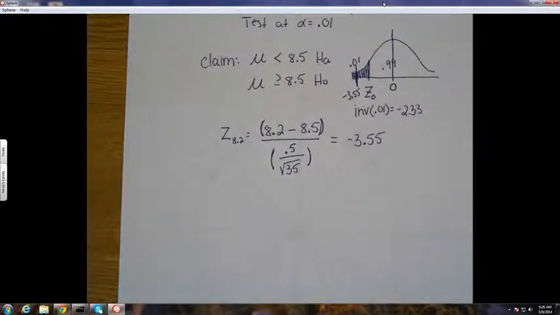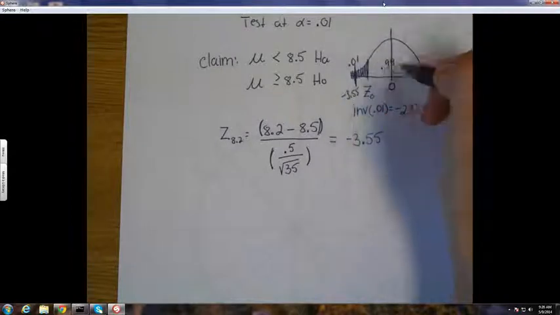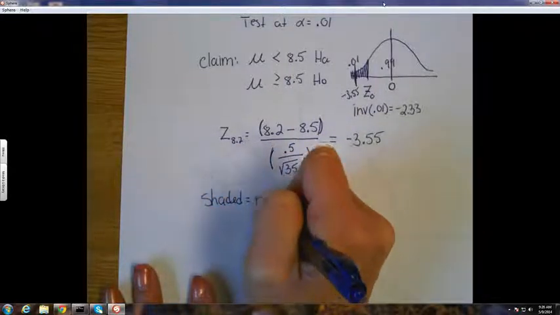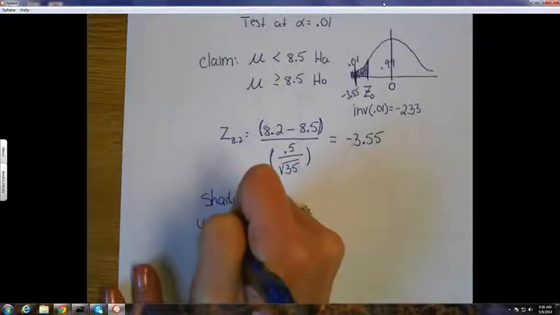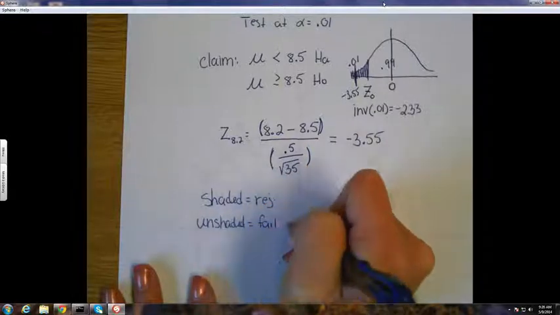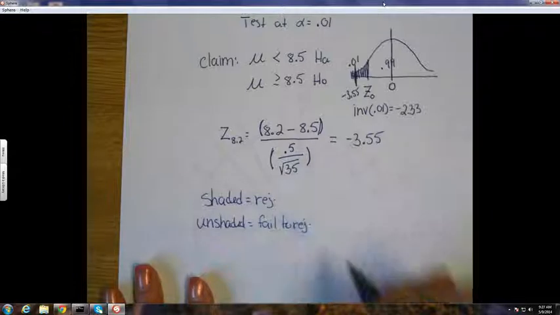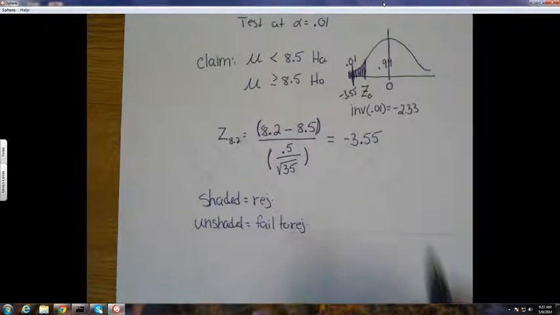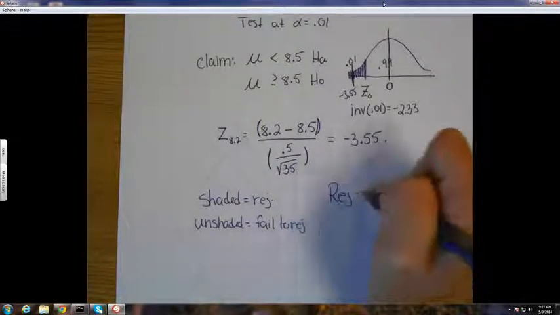We have two regions. We have reject region and we have fail to reject region. Oh, you remember from yesterday? Shaded is reject, unshaded is fail to reject. So maybe we better put that down. Shaded equals reject the Ho. Unshaded is called the fail to reject region. So we are in the shaded, so we are rejecting. What are we rejecting? We always test the Ho, not the claim. So your decision is going to be to reject the Ho.